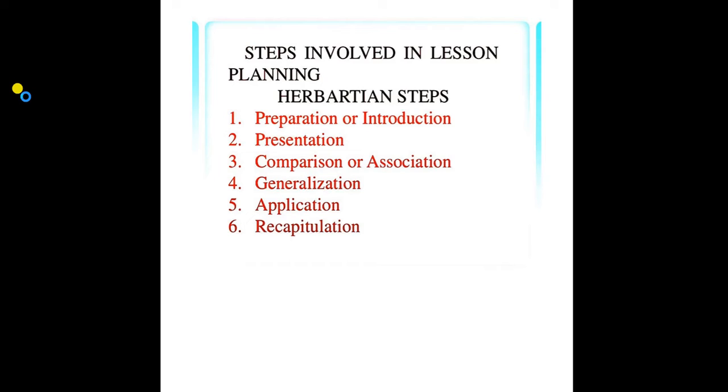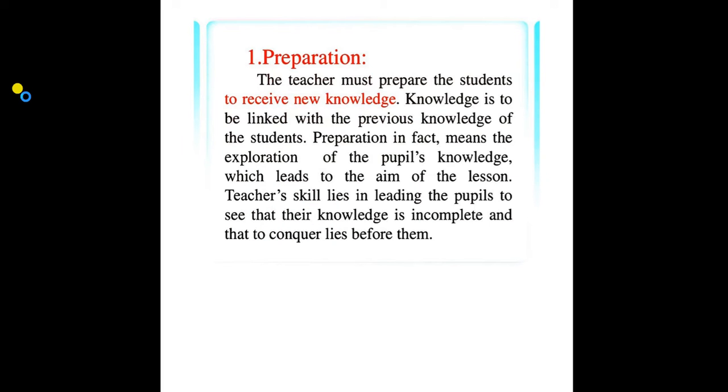Steps involved in lesson planning. Some steps in lesson plan are: first, preparation or introduction; second, presentation; third, comparison or association; fourth, generalization; fifth, application; sixth, recapitulation. These are the steps in lesson plan in the social science.